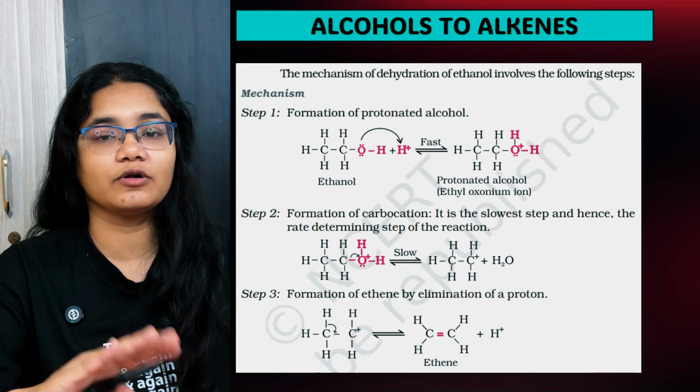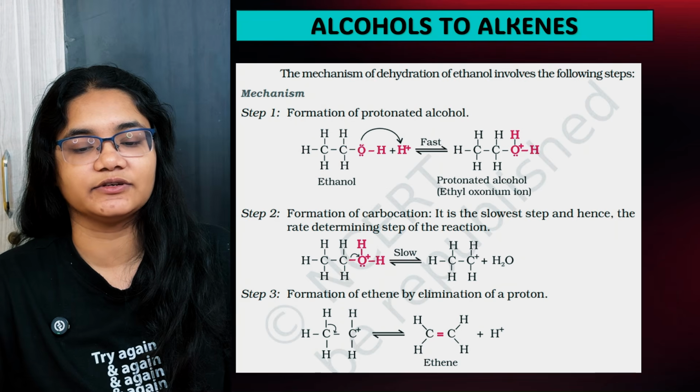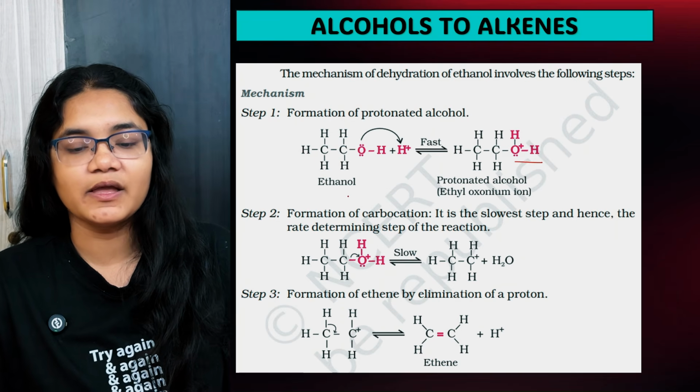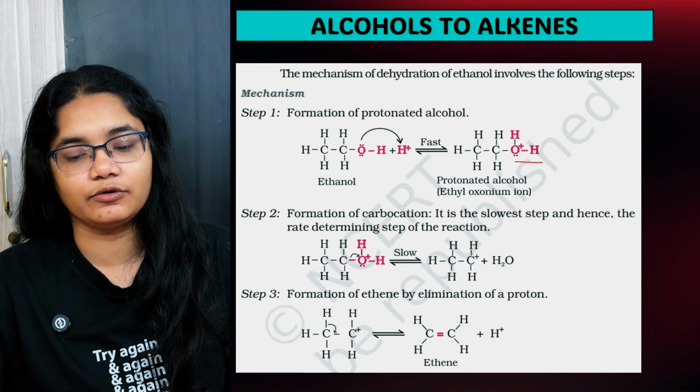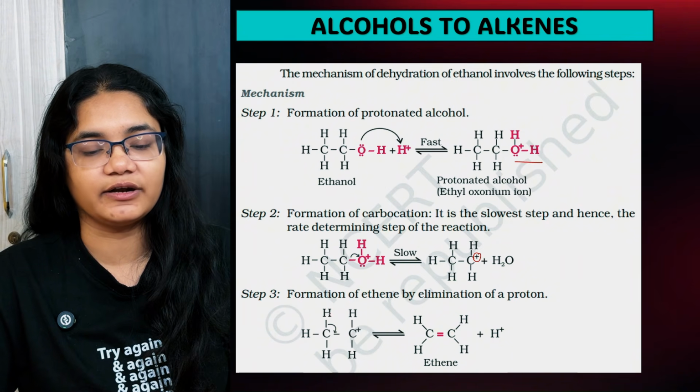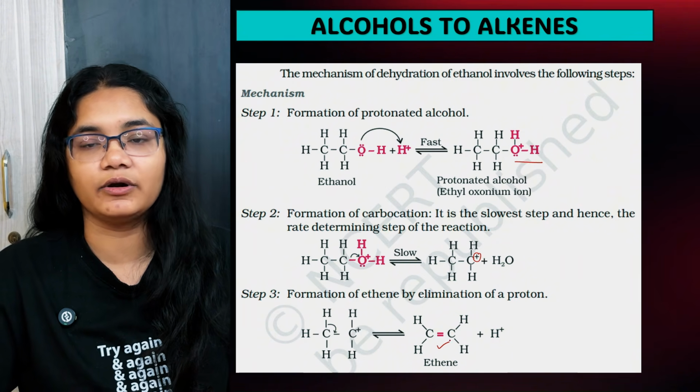Next, we have alcohols to alkenes. So in this, what happens? First of all, there is protonation of oxygen to form an OH2+ group. After that, there is release of a water molecule to form this carbocation. Now, once this carbocation is formed, then deprotonation of this hydrogen takes place and a double bond is formed here.